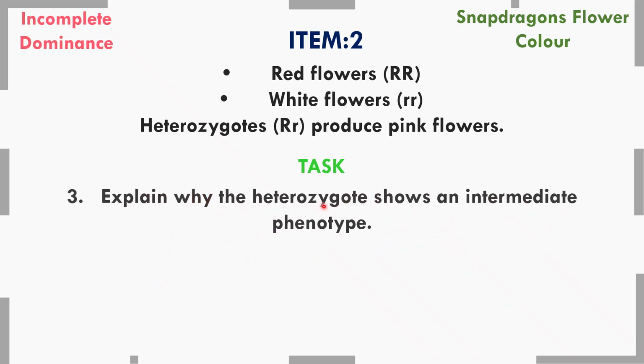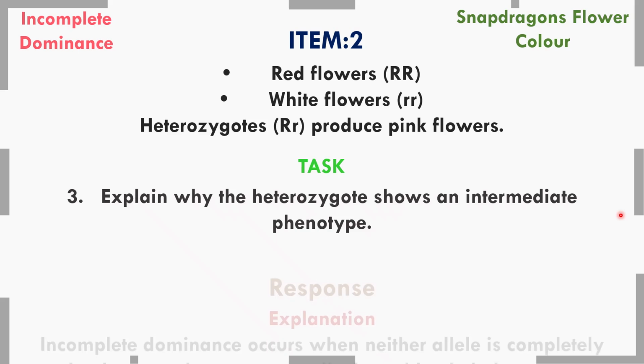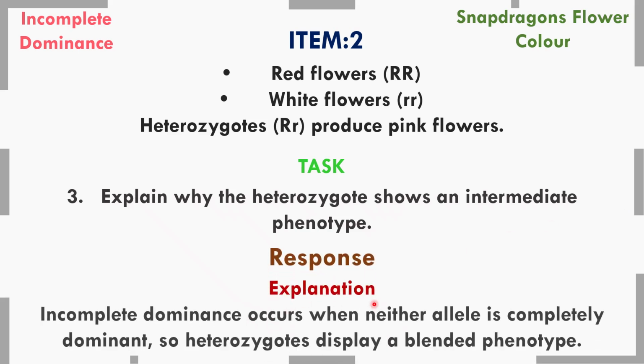Explain why the heterozygotes show an intermediate phenotype. Explanation. Incomplete dominance occurs when neither allele is completely dominant. So heterozygotes display a blended phenotype.